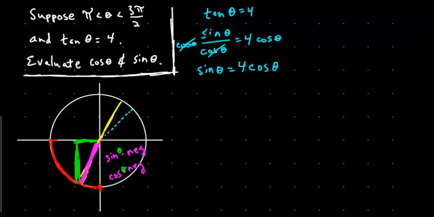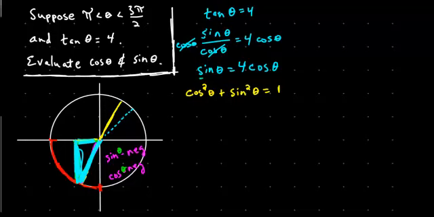Now we can go back to our key equation, cosine squared theta plus sine squared theta equals 1. If we look at this triangle here, that side squared plus that side squared equals that side squared. This side squared is the hypotenuse, and the hypotenuse is a radius in the unit circle, so it's length 1. So cosine squared plus sine squared equals 1.